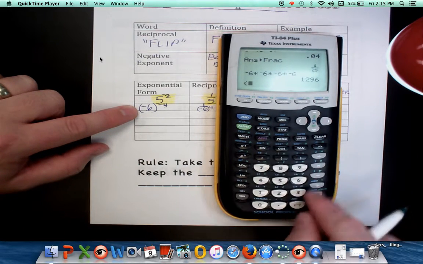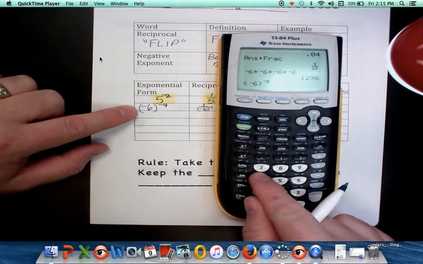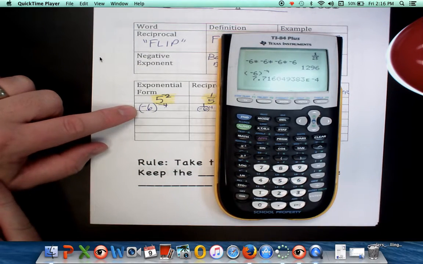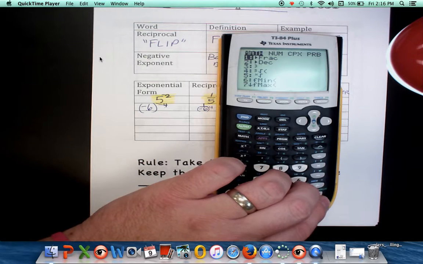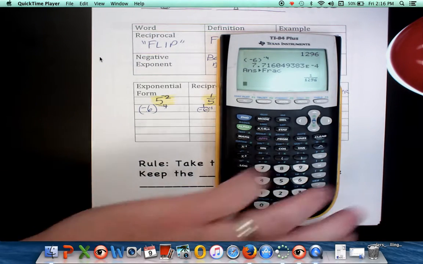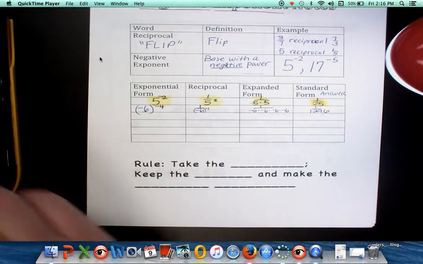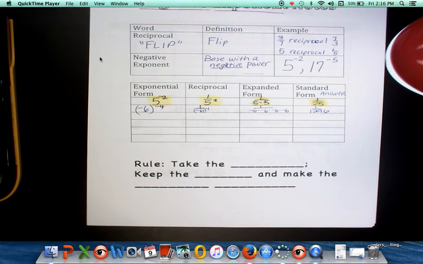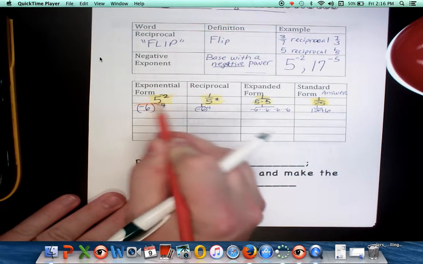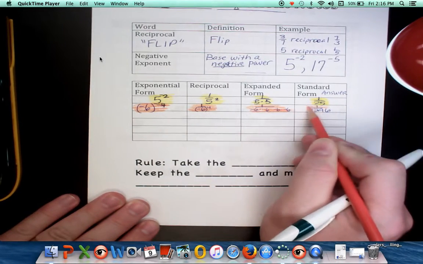So I put parentheses, negative 6, caret, negative 4. I get that funny decimal, I hit math, enter, enter. And you can see it changes it for me. I'm good to go. There it is. And so I know that everything there is correct. So all of these are the same. So that is the same as that is the same, that, and that.